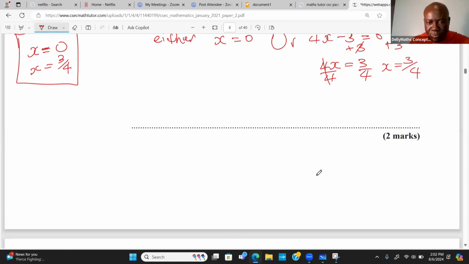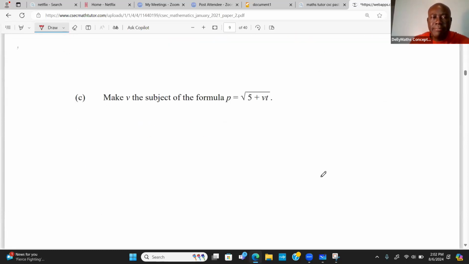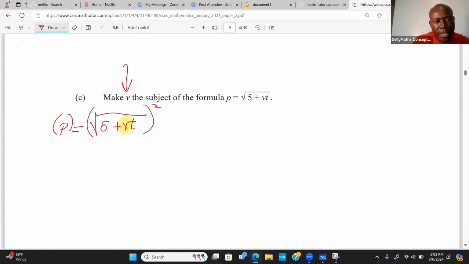Let's continue working. At part C, it says make V the subject of this formula. So what we have is P, which is equal to the square root of 5 plus VT. We're going to make V the subject. If you take a quick look, you realize that V is fully covered under the square root. So we want to square both sides of the equation first in order to get rid of that square root sign.